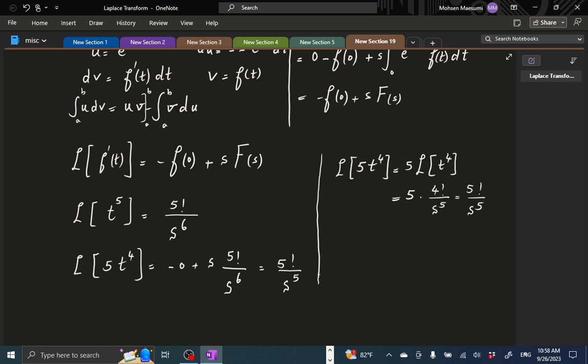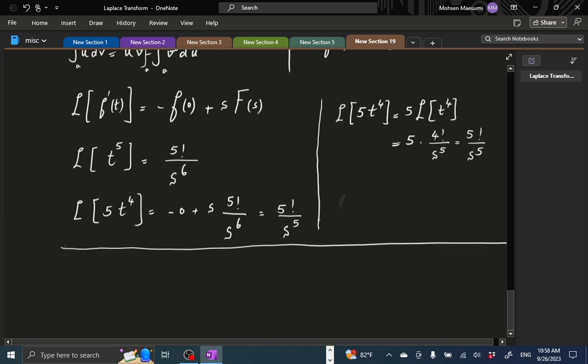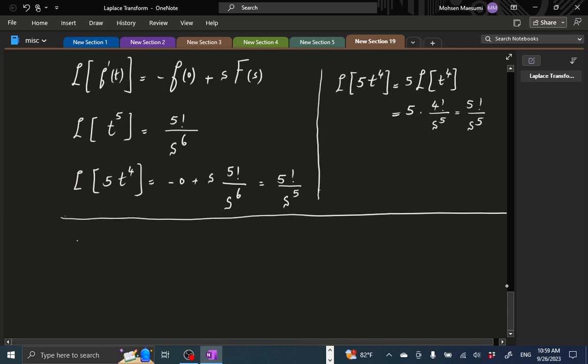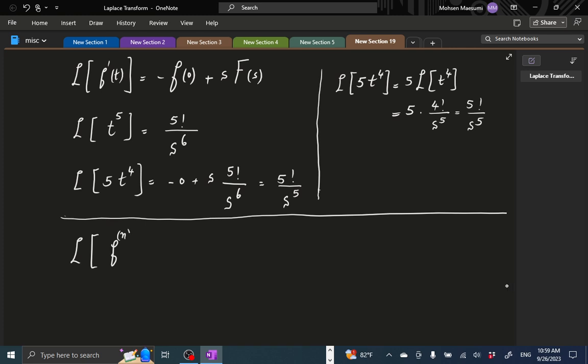But before we go ahead and talk about that, let's see what happens if I have the Laplace transform of the nth derivative of some function. So I could have the second derivative, third derivative, and so on.